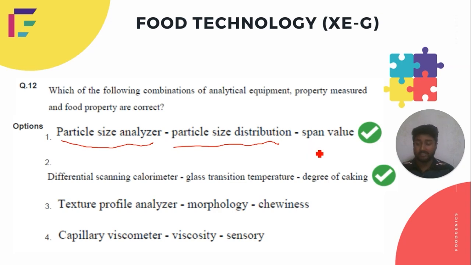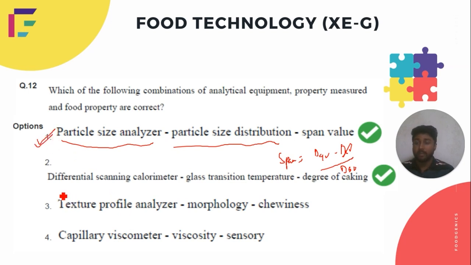What a span value basically is, it is a size indication of how far the 10% and 90% points are apart, normalized with the midpoint. So we have something called span. This span is equal to D90 minus D10 by D50, as I already said. So this is the correct option.